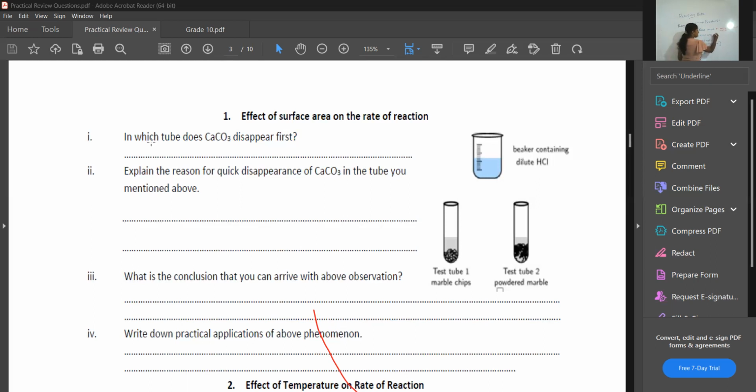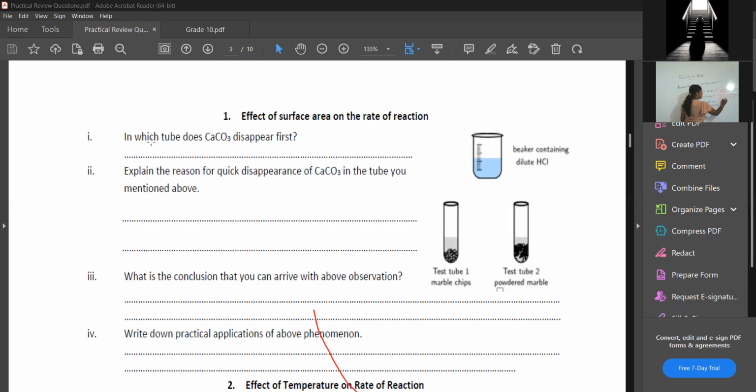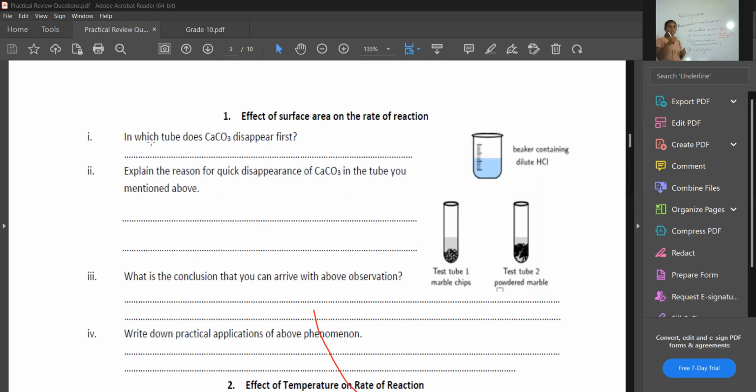So here, if the temperature increases, kinetic energy increases. Then collisions increase. The number of collisions increases so that the rate increases. That is how we write step by step. By giving reasons, we have to confirm our answer. Then very easily we can collect marks.